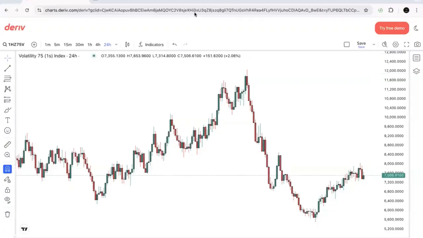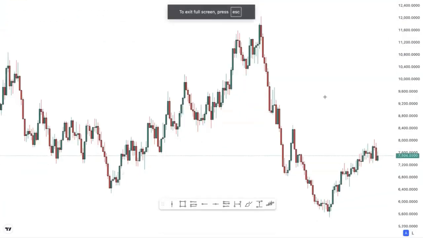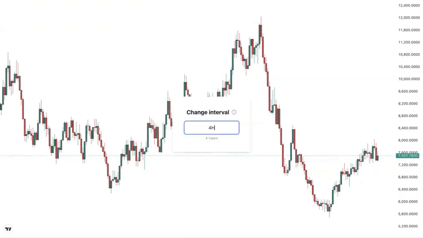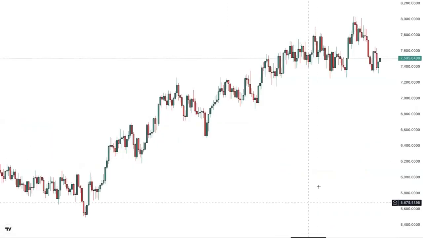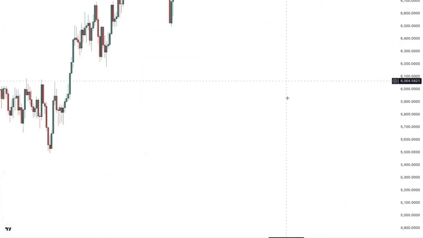So in this session, we will be looking into other three structures. The first structure we'll be checking out today is called hidden structure. On the hidden structure, let's say we could have this trend right here.